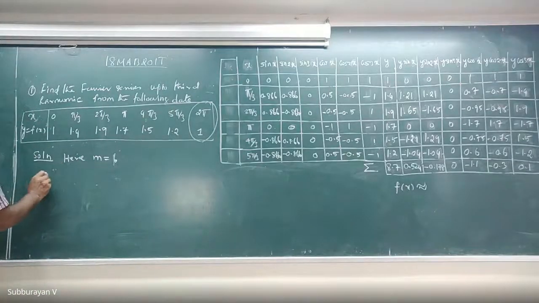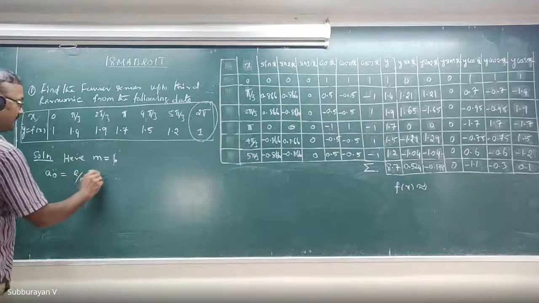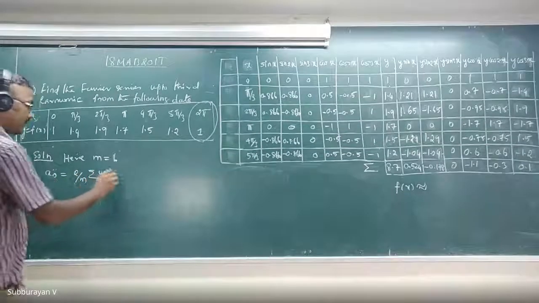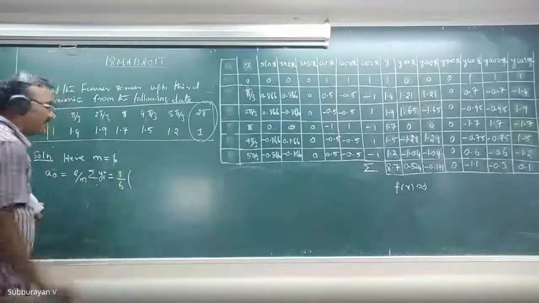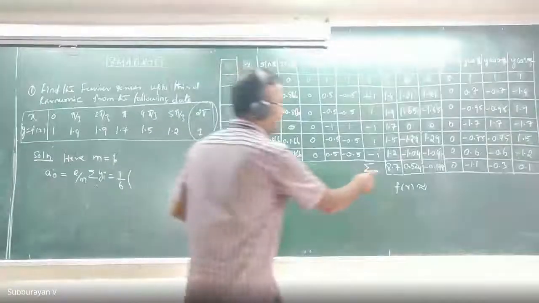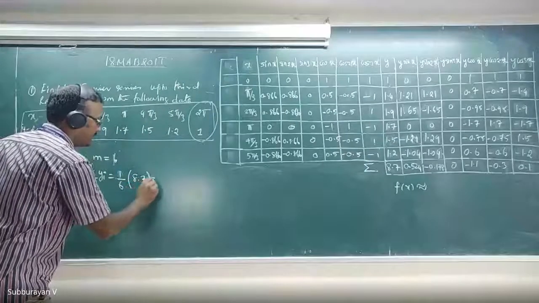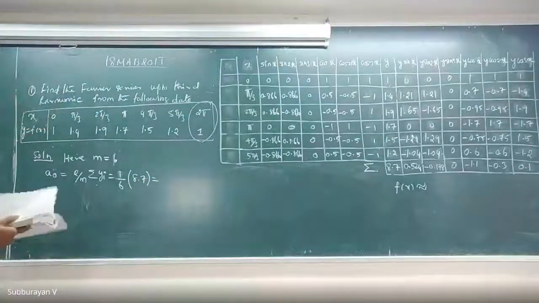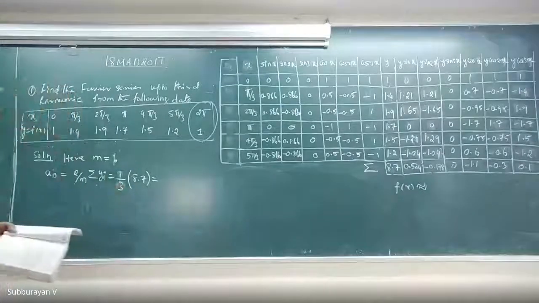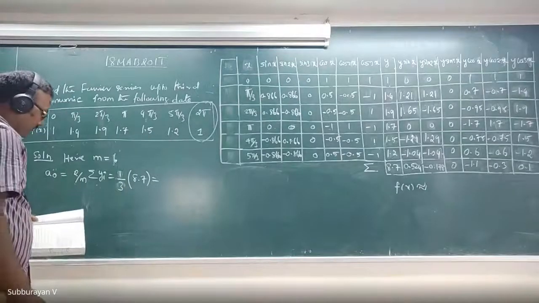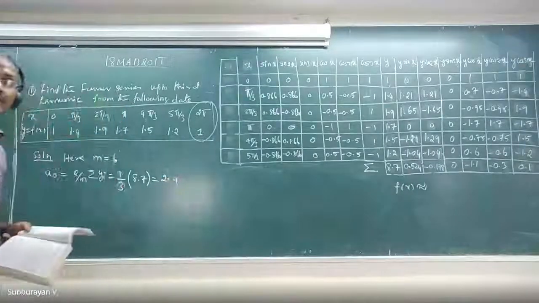Now come to your a naught, which is 2 by m summation yi. Okay, but m equal to 6. Therefore, this is 2 by 6, which is 1 by 3, into summation yi. This is the summation row. So 1 by 3 into 8.7. This is 2.9. Am I right?